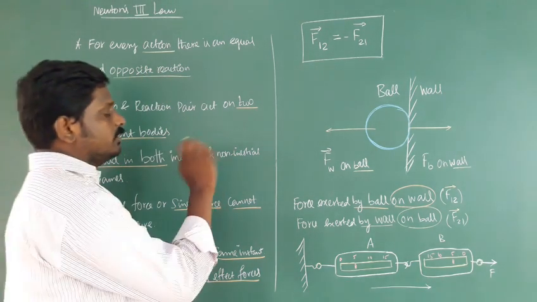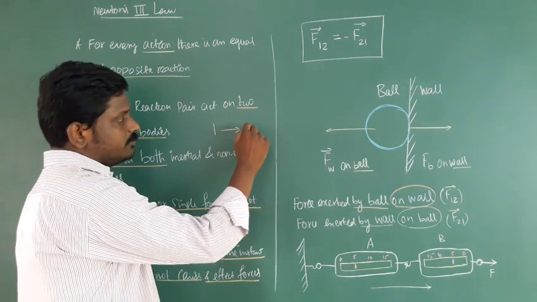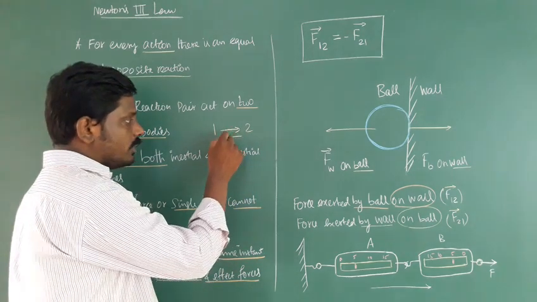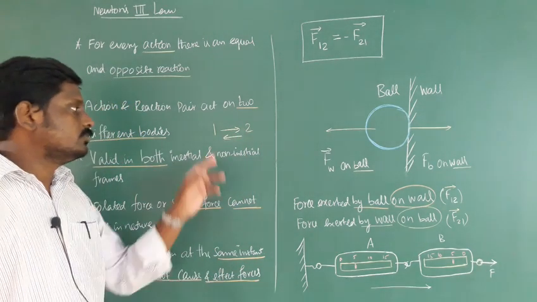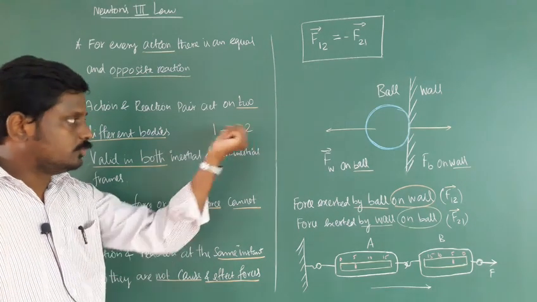For example, whenever object 1 exerts a force on object 2, object 2 also exerts a force on object 1, but in the opposite direction. These two forces lie along the line joining the two objects.